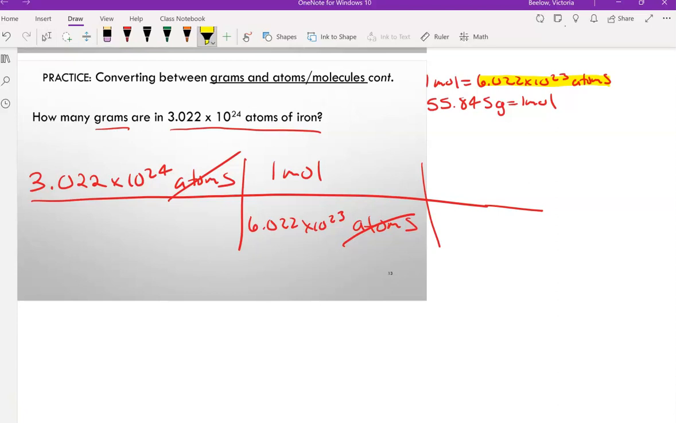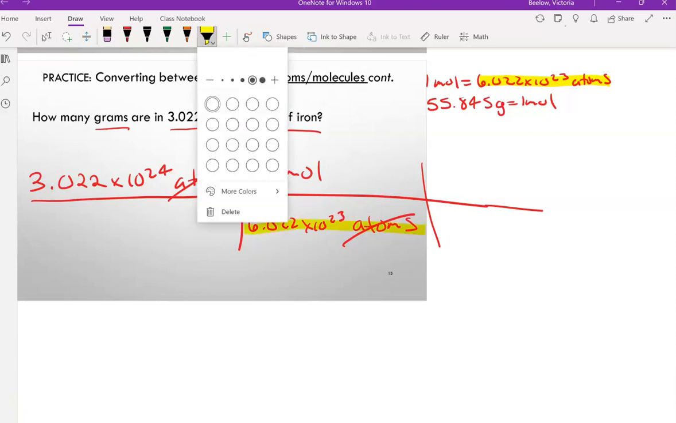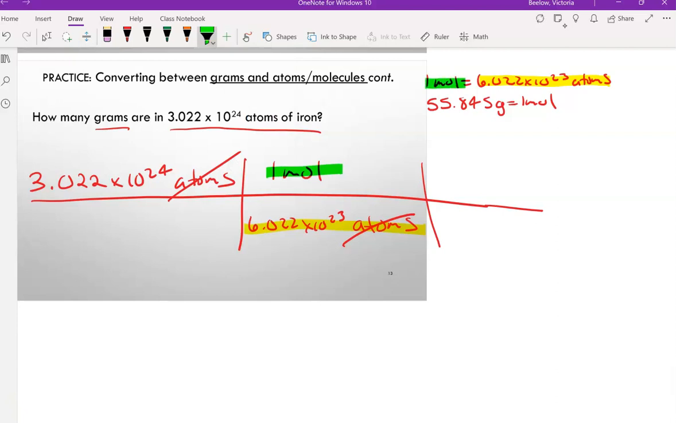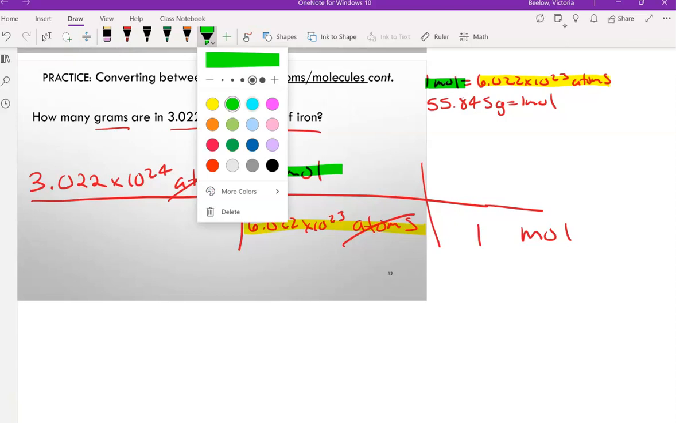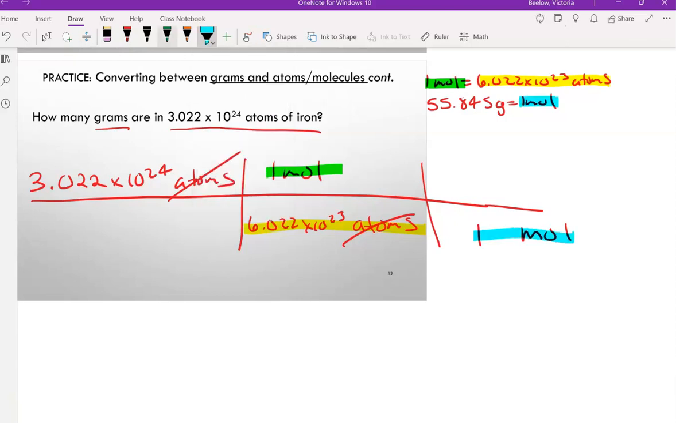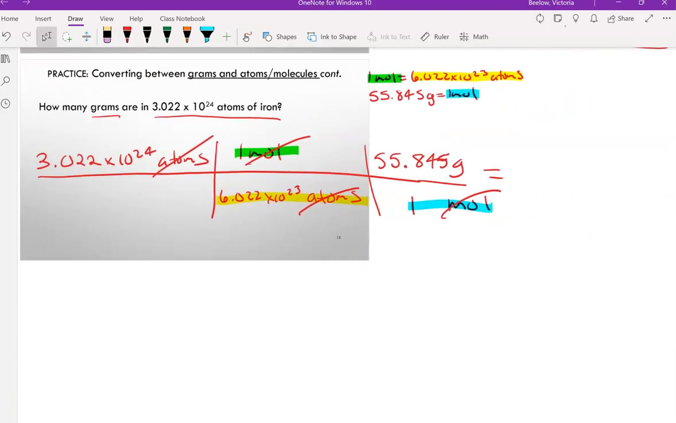Now I'm going to use, let me just highlight where I'm getting this from. 1 mole. I know moles have to go here. And I'm looking now at my molar mass. 1 mole is equal to the molar mass of iron, which is 55.845 grams. Moles cancel. I'm just left with grams, which is what I wanted my answer in.